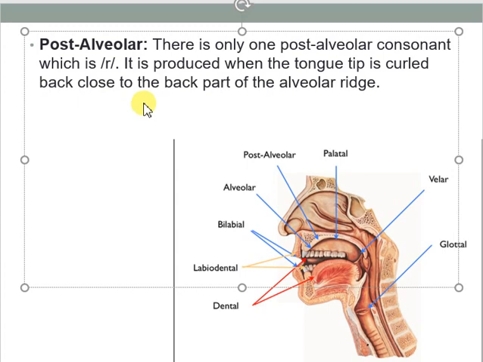So the only post-alveolar consonant is the sound. It is produced when the tongue tip is curled back, close to the back part of the alveolar ridge.